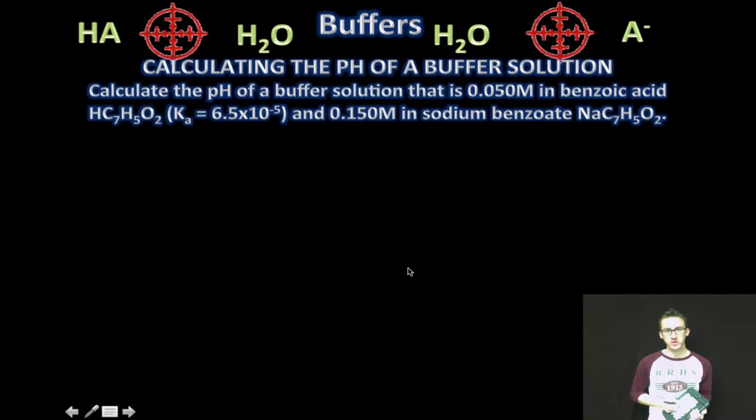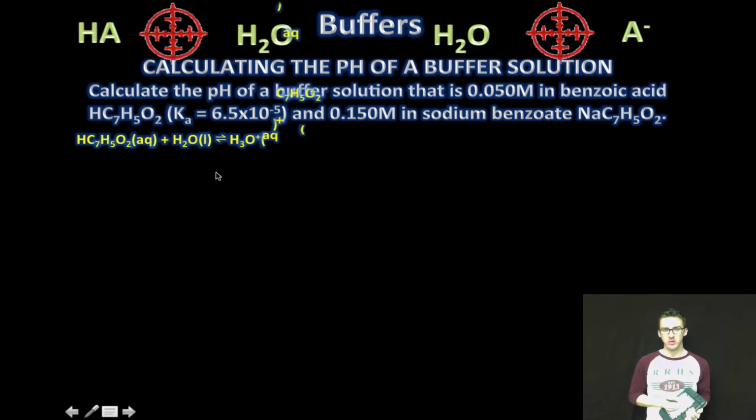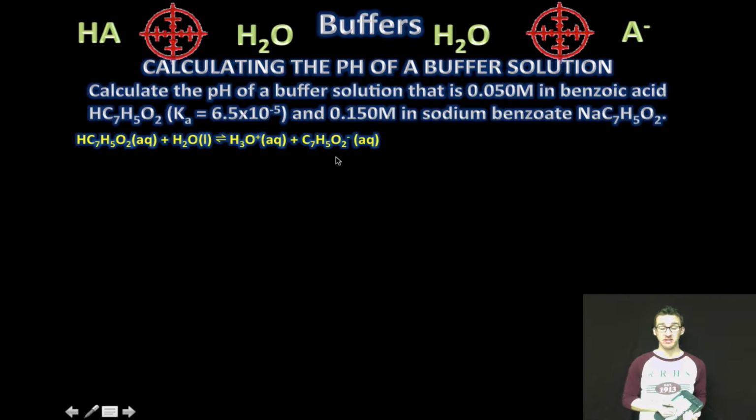The first thing we want to do is write out the equation that represents this buffer solution. We've got our benzoic acid reacting with water to form hydronium ion and the benzoate ion. If it was just the weak acid, there would not be a whole lot of this benzoate ion, its conjugate base, in solution, because remember, weak acids do not ionize very much. So that's where this information about the sodium benzoate comes into play.